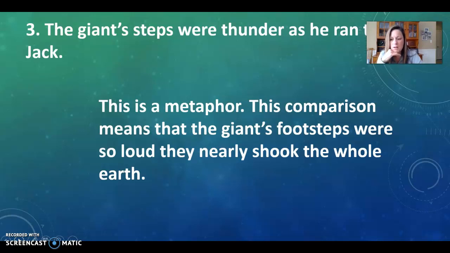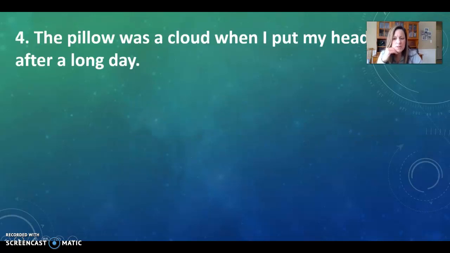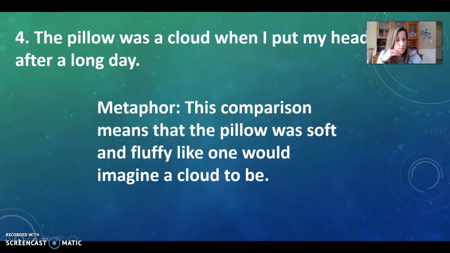Okay. Number 4, the pillow was a cloud when I put my head on it after a long day. Okay, so this is also a metaphor comparing a pillow to a cloud. And it means that this pillow was so soft and fluffy, like you would think that a cloud would be, even though clouds really aren't soft and fluffy, right?